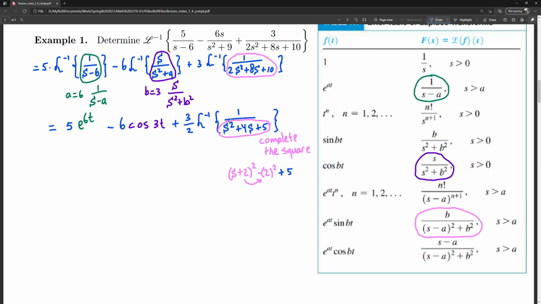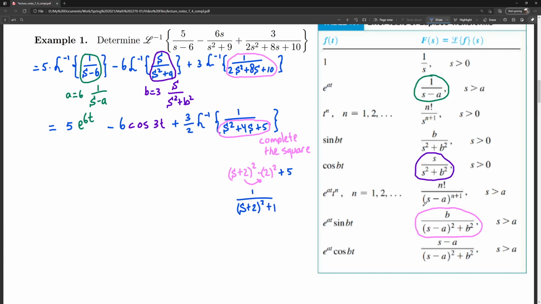So at first, you only look at s squared plus 4s. You take half of the plus 4. That becomes plus 2. And then s plus 2 squared minus 2 squared is the s squared plus 4s. And then we still have the plus 5. So when you simplify that, this expression right here becomes 1 over s plus 2 squared plus 1. Negative 4 plus 5 gives us positive 1.